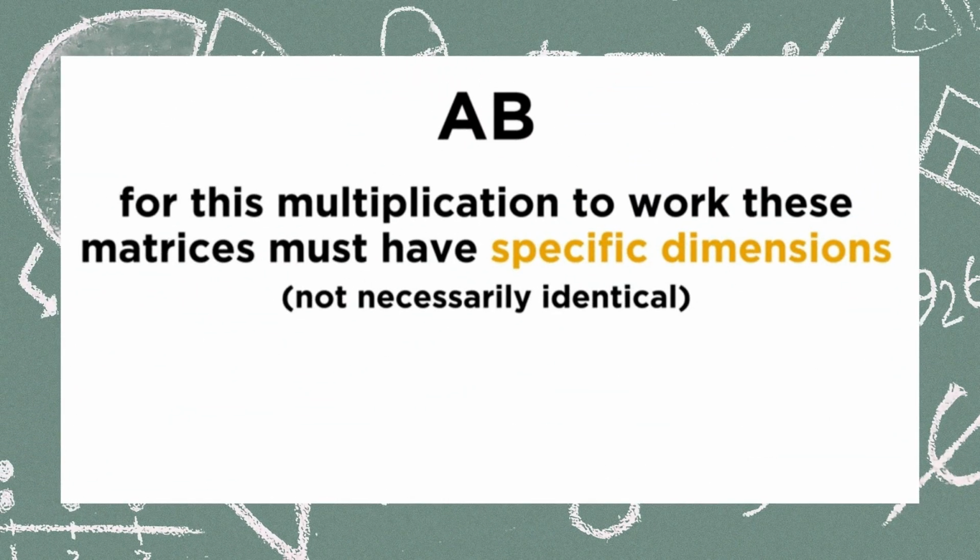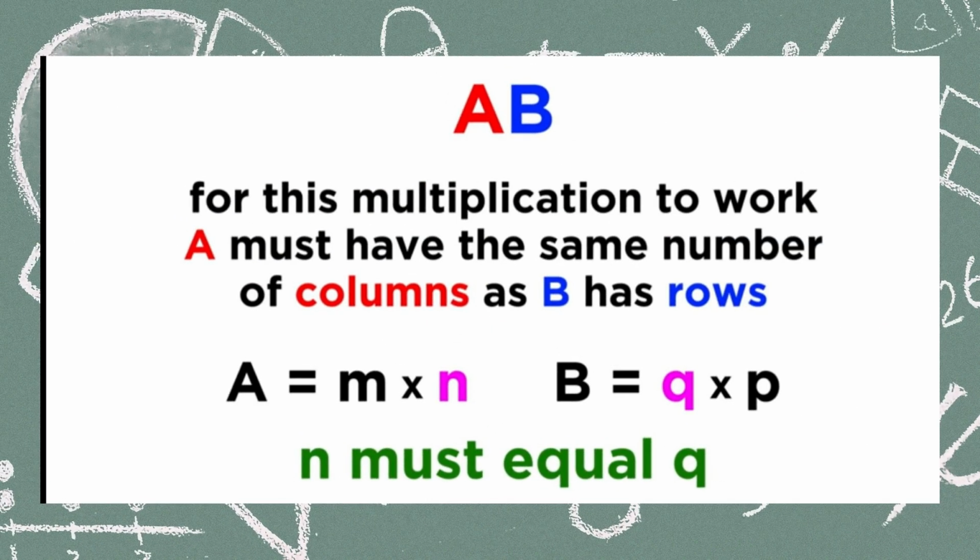The first thing we must learn is that in order for two matrices to be multiplied, they must have a specific relationship in terms of their dimensions, and it is not the case that they must have identical dimensions. Rather, if two matrices A and B are being multiplied with A listed first, followed by B, A must have the same number of columns as B has rows. The reason for this will be clear in a moment.